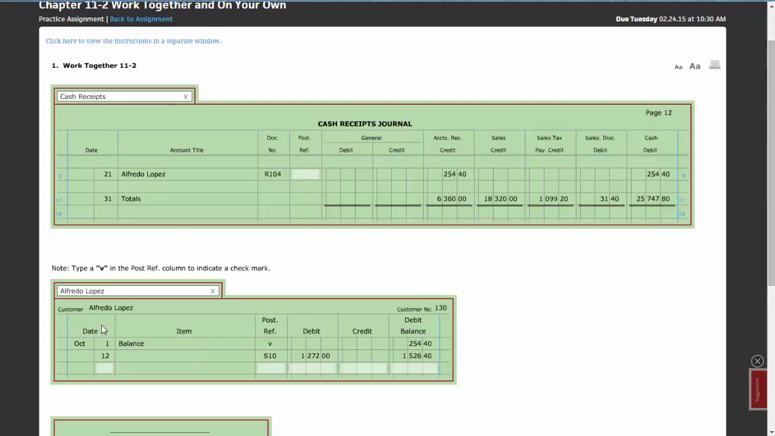So the date here is going to be the 21st. Post reference is going to be CR for cash receipts and then 12 for page 12. And then we're going to be crediting Alfredo for $254.40. And the new balance is going to be $1,272. The last step is to always take account number 130 and put it back up top.